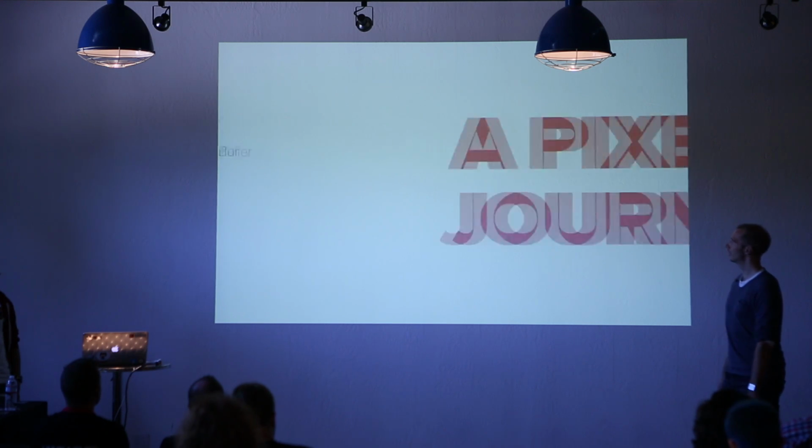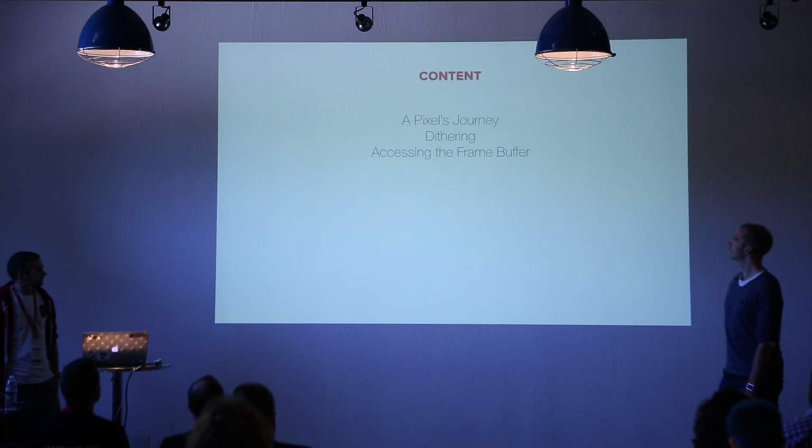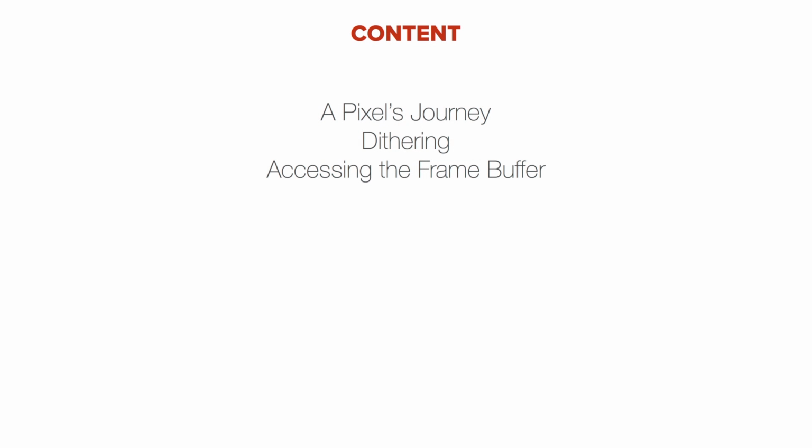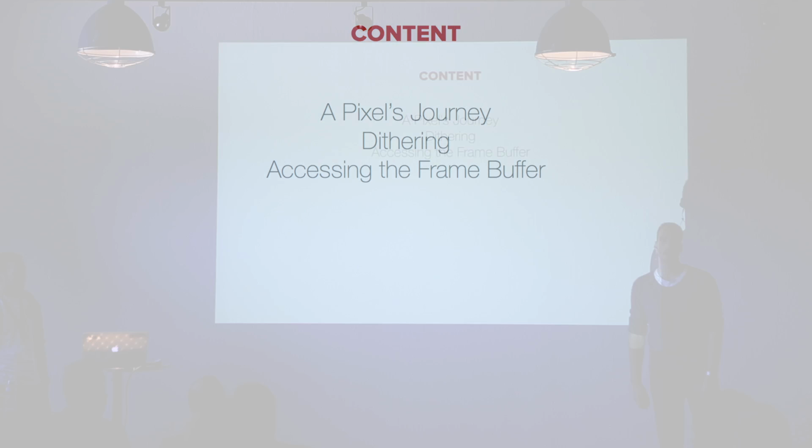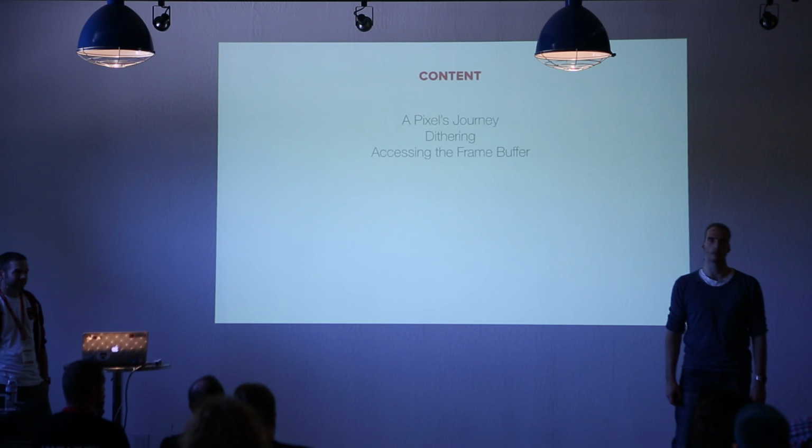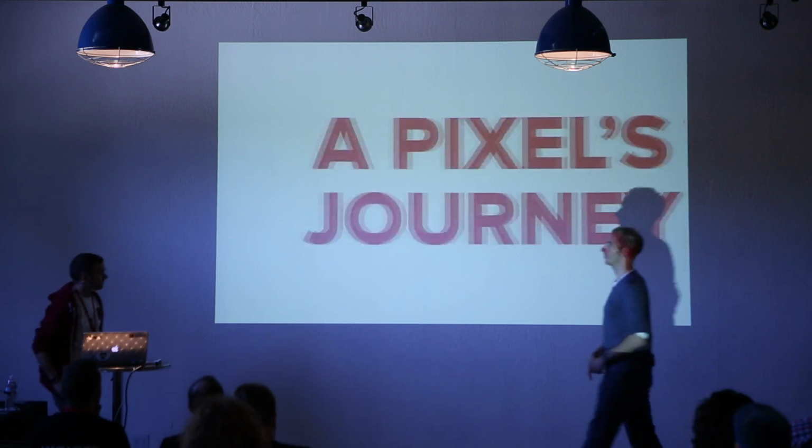Okay. And it's, again, the double click. So the structure of that talk is first, Matt will tell you how the pixels will actually end up on the physical display. And after that, we talk about dithering. And then with 2.6, we introduced a new API to give you direct access to the frame buffer. So you can do super smooth and super fast animations. And we explore that a bit more. Okay, let's start with the pixels' journey.